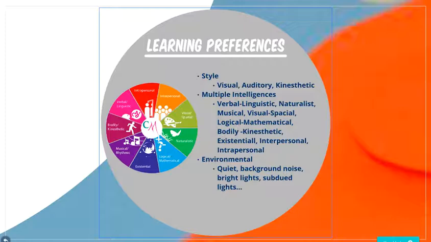There are also many multiple intelligences, and each student will have strengths with different intelligences. Also, knowing what type of environment your students like to learn in can help them get the most out of their learning. For example, some students like quiet rooms, while others prefer a little background music.